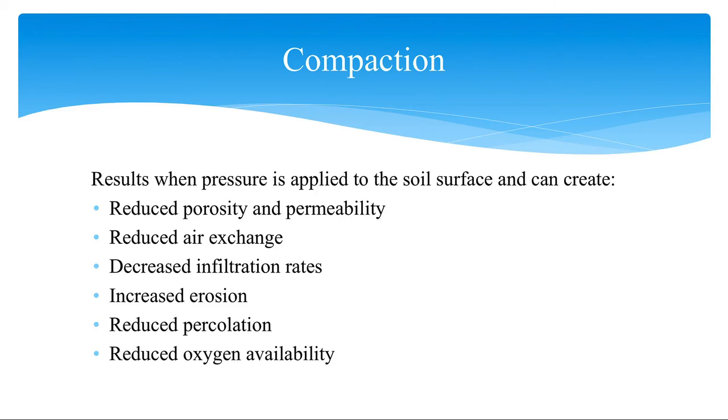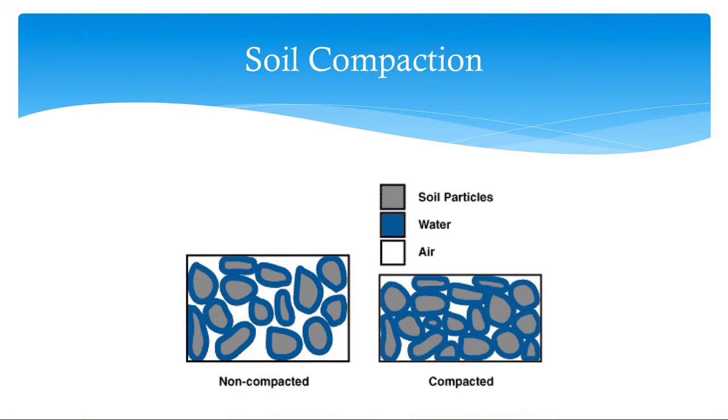But running equipment over wet soils destroys structure. And when you destroy the structure, you reduce the pores, that permeability, the ability of water to percolate through. You've cut down on the air exchange. You've decreased the infiltration. You've increased erosion, reduced percolation, gotten rid of the oxygen. All these bad things happen when you compact the soil. And just showing you, again, a more natural situation versus compacted. Soil particles aren't going to change. They are what they are for the most part. But what's changing is the pore size. Going to have more water holding capacity, less air, and again, probably not happy roots and probably not happy microbes.